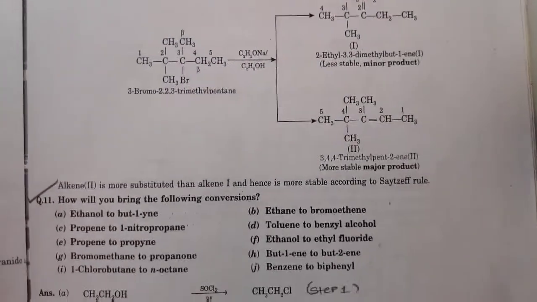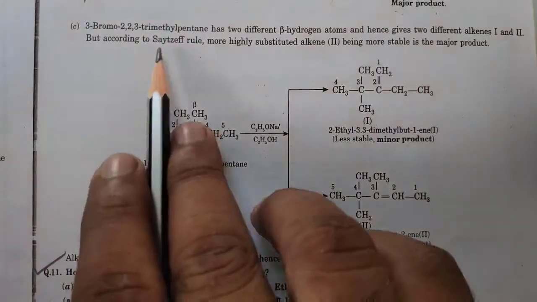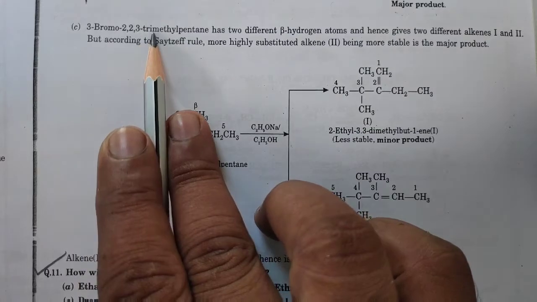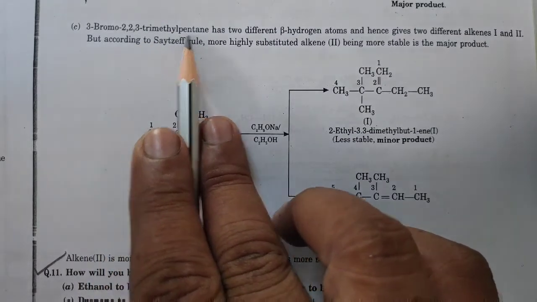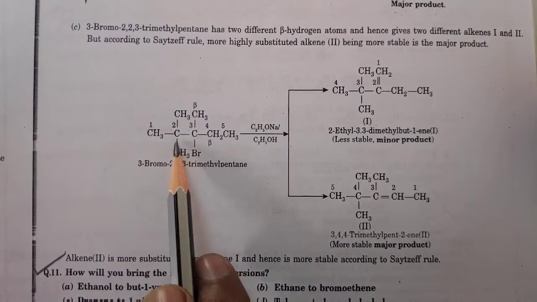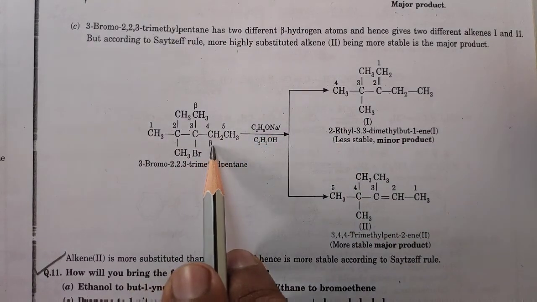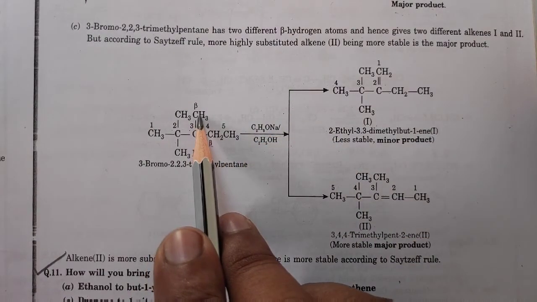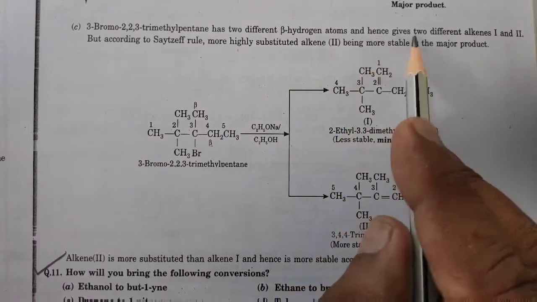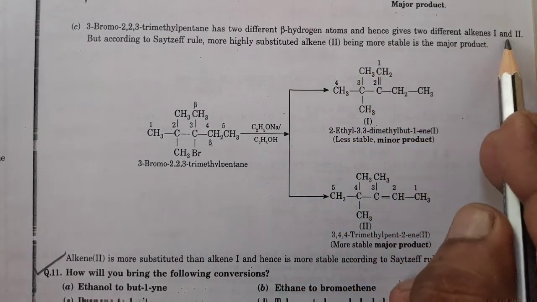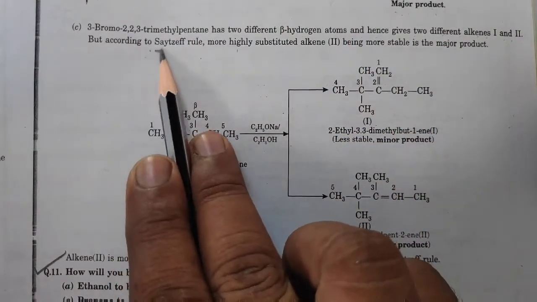Now when we talk about the third and the last part, what is written? 2-bromo-2,3,3-trimethyl pentane. So this is the one given here. It has two different beta hydrogens. So this is one beta hydrogen and this is another beta hydrogen on this carbon, and hence gives two different alkenes, 1 and 2. But according to which rule?